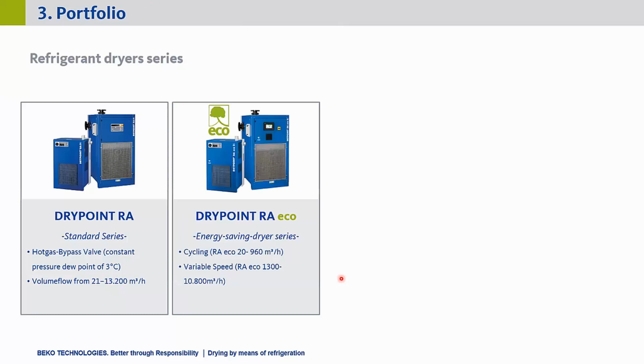Then again, we have the DRYPOINT RA Eco series, which is the energy saving dryers. The energy saving dryers are available with two different methods of energy saving, which is on one hand the cycling principle and on the other hand the VSD, which is variable speed drive, but we will see how this works in the next point of the agenda.